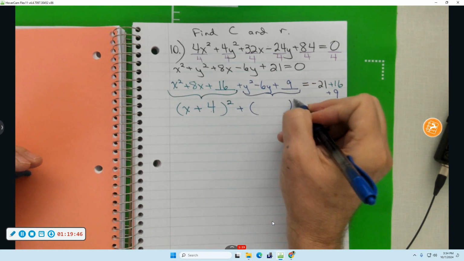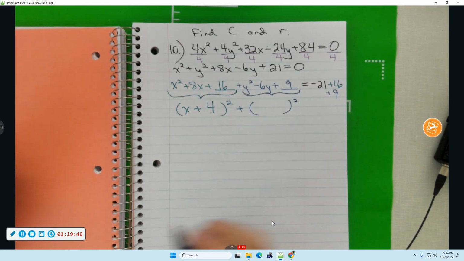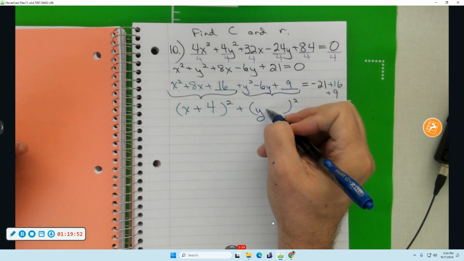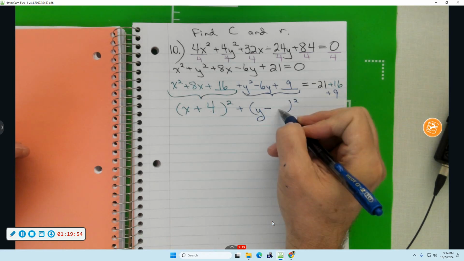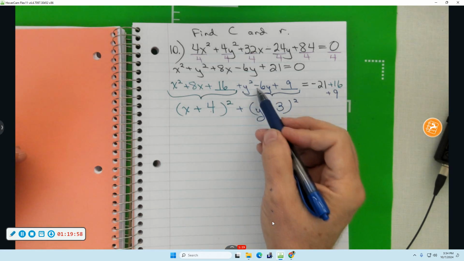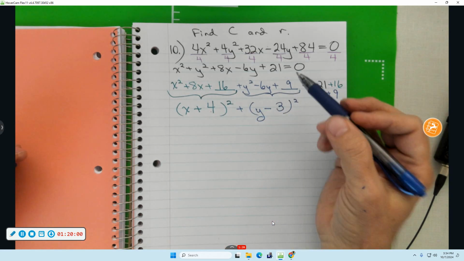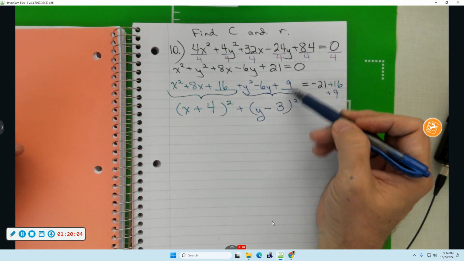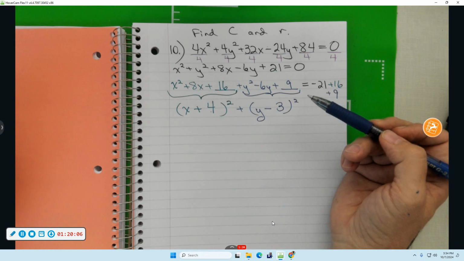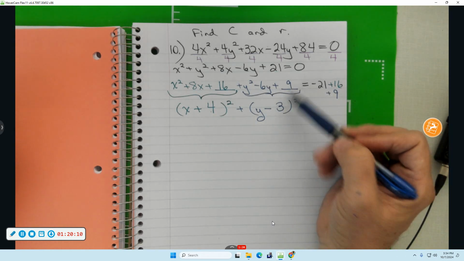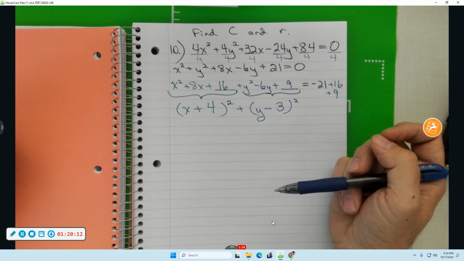Now let's do the same thing for the y's. Here, sign, number. Well, be careful, it's variable, sign, half the number. Remember, my brother says variable, sign, take the square root of that last number. It's going to be the same thing.